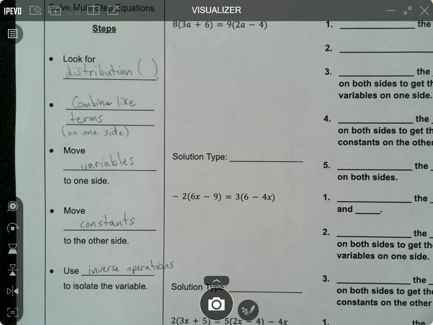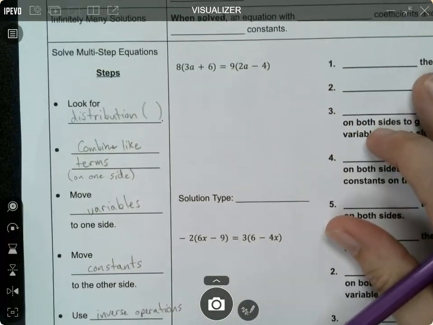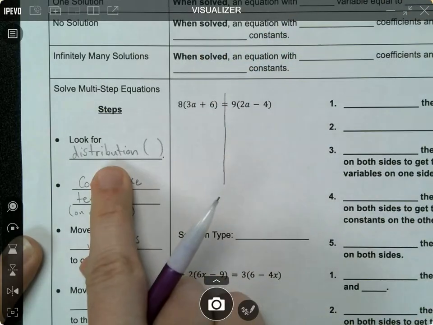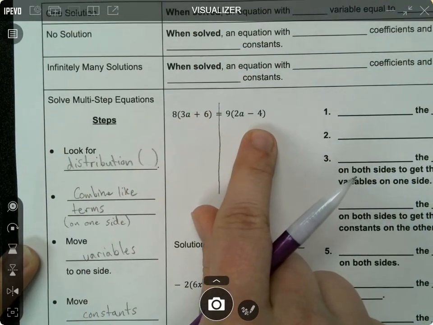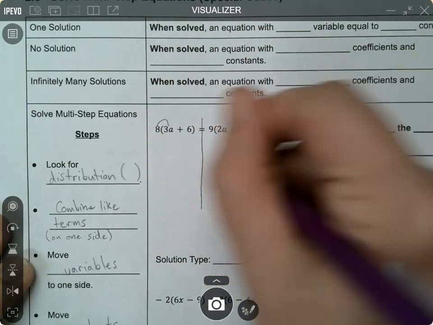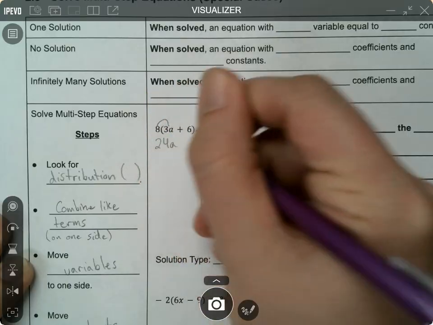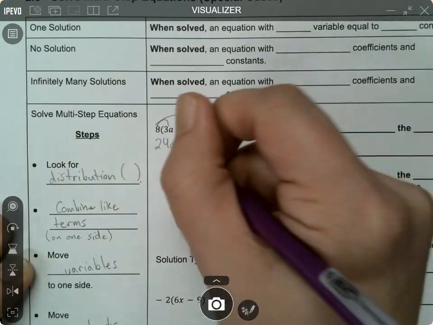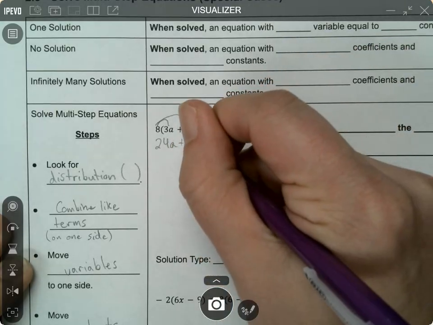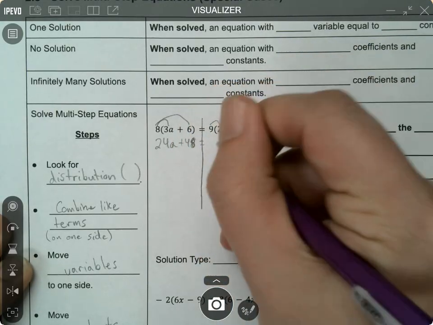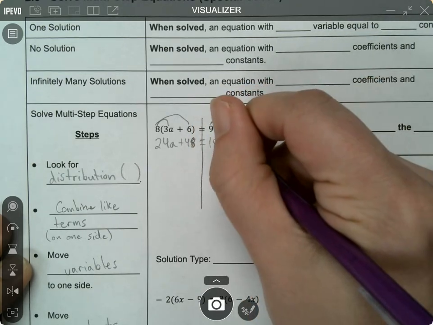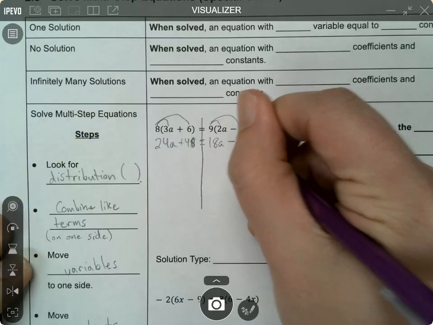Okay? Take a look at this first one. Gonna draw my fence. First step is look for distribution. I've got it because I've got parentheses here. So I'm going to take 8 times 3, which is 24a. 8 times 6, which is plus 48. And then I've got 9 times 2, which is 18a. And 9 times negative 4, which is negative 36.